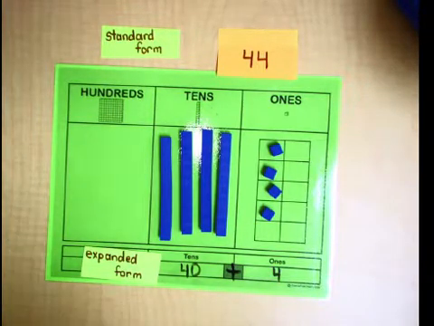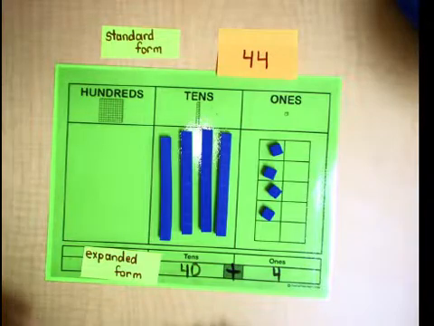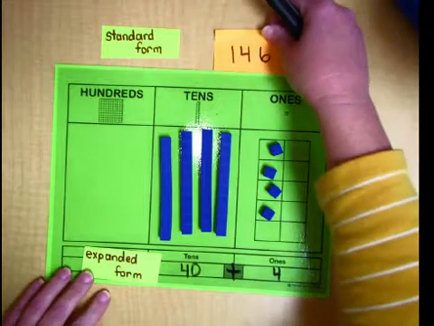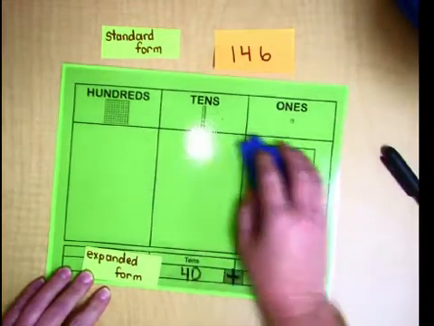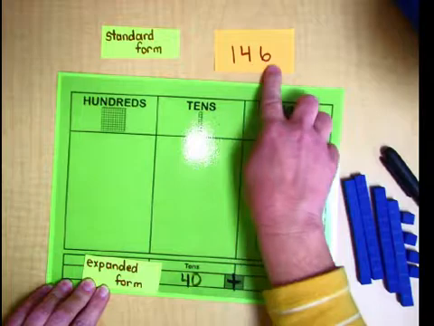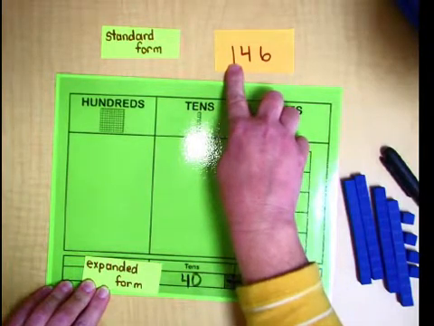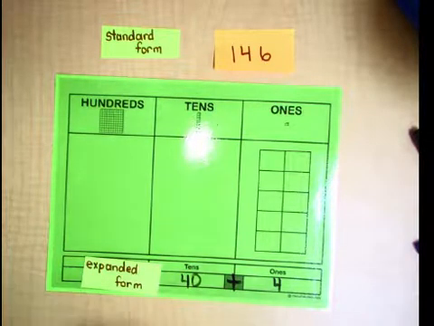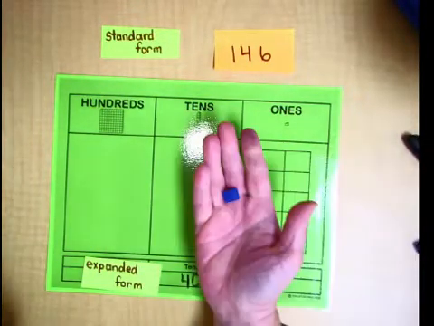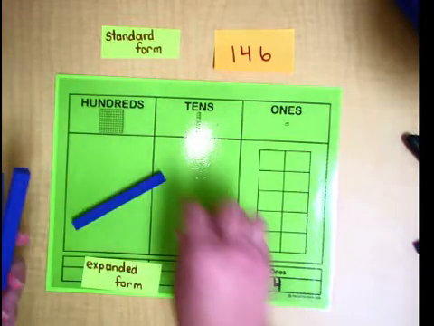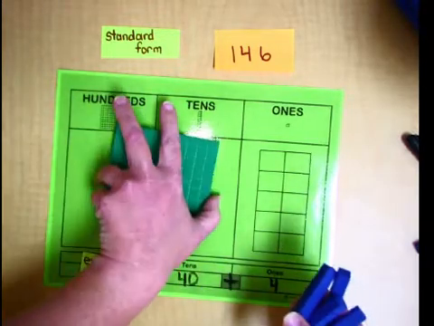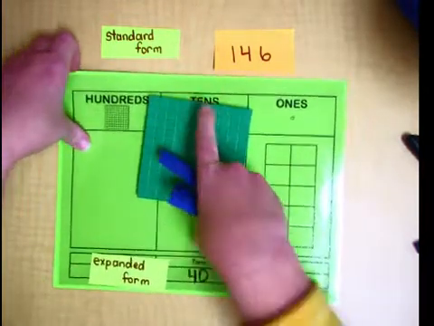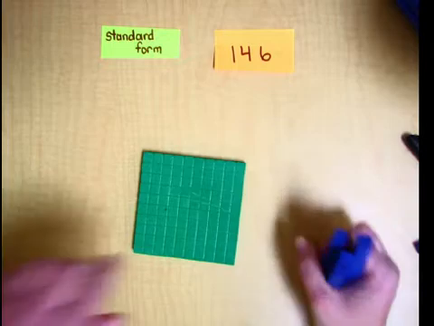Okay, so today we're going to step it up a notch. We're going to model bigger numbers. First number that we're going to model is 146. We're moving it on up to the hundreds place. Now let me explain something to you. We've used these cubes for ones, these cubes for tens, and sometimes we get bigger than that, and so we're going to use this guy today. So let me move our board out of the way. Let me show you something.